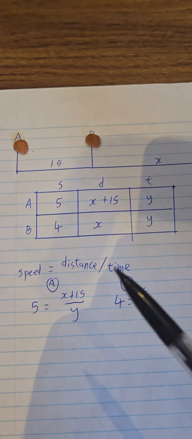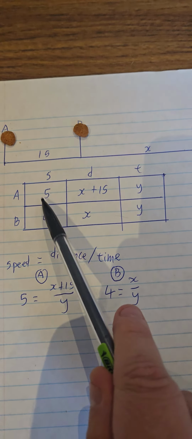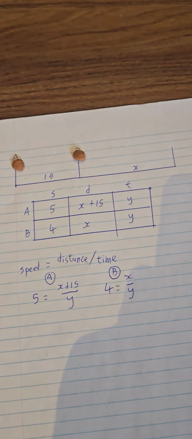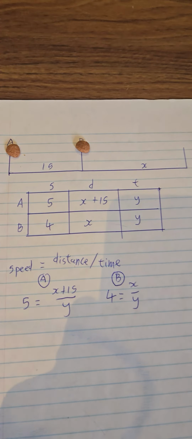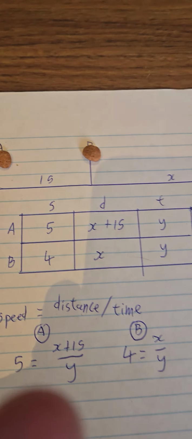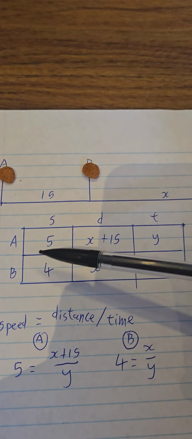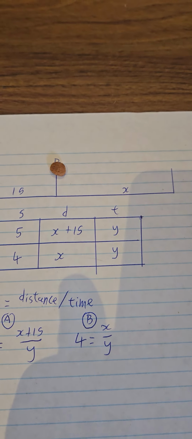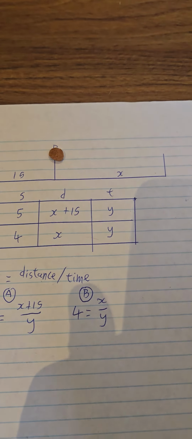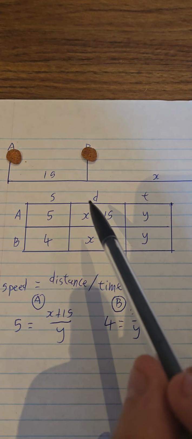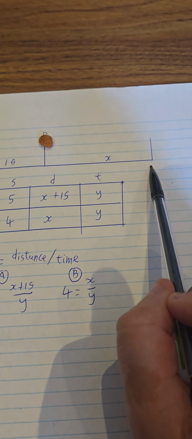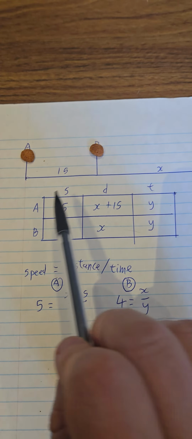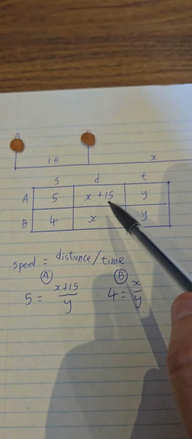So what I do is I make a diagram with speed, distance, and time, and I put markers where the starting location is. In the diagram you can see the speed of A is 5 and of B is 4. The time taken is the same for both, so I can use the same letter for each. So I used Y, and for the distance traveled until they meet, I can make up any letter. I called it X. So this cat travels X, the A cat travels X plus 15.